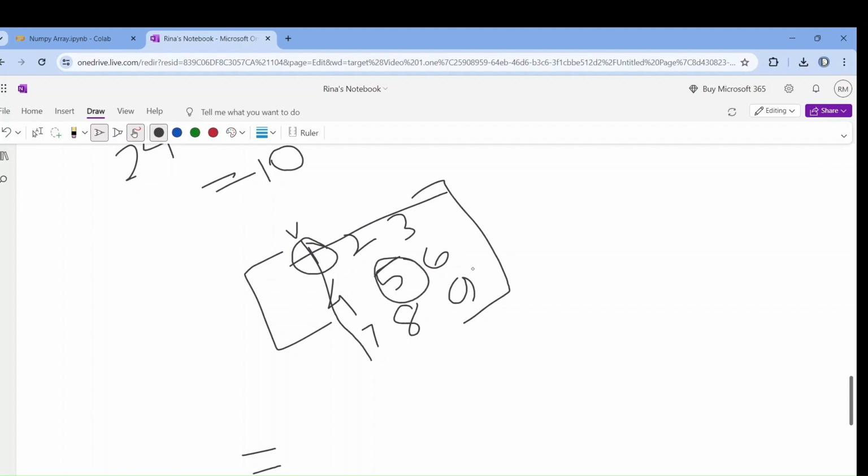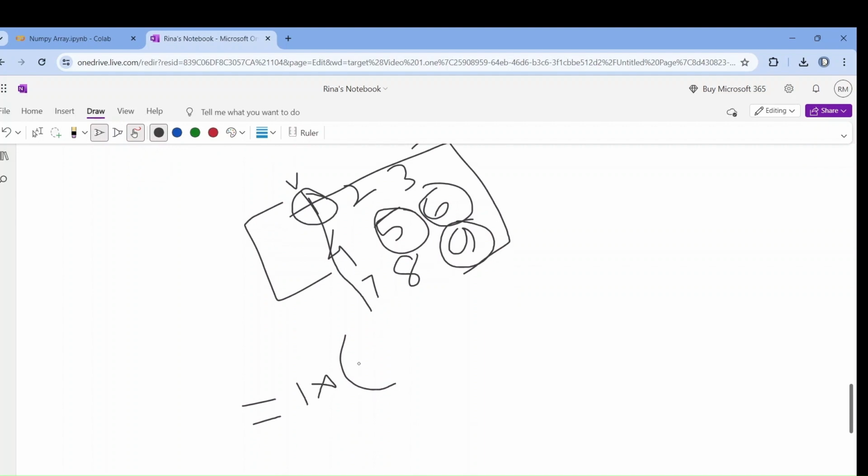Now the same rule. This one multiplied by this one minus this one multiplied by this one. So I will write 1 into, be very careful, 5 into 9. Fine. Minus 6 into 8. Done. Plus.